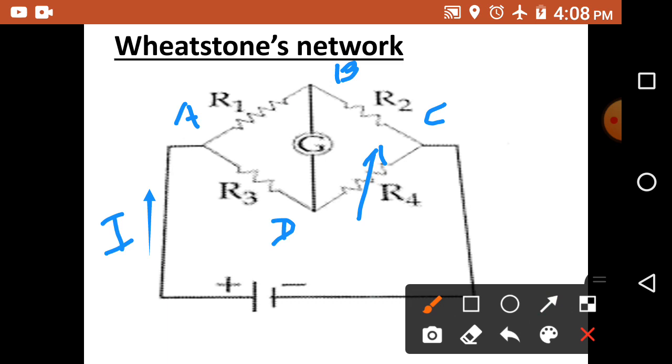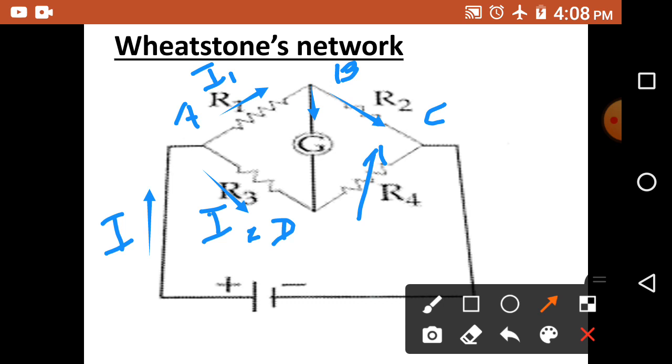At point A, the current will split. Part of this current will flow through R1. Remaining part of the current will flow through R3. Let the current flowing through R1 be say I1 and current through R3 is say I2. Now this current I1 through R1 will reach point B. At point B the circuit branches again. So part of this current I1 will flow through R2. Remaining part will flow through the galvanometer.